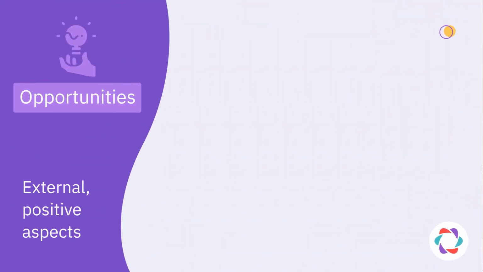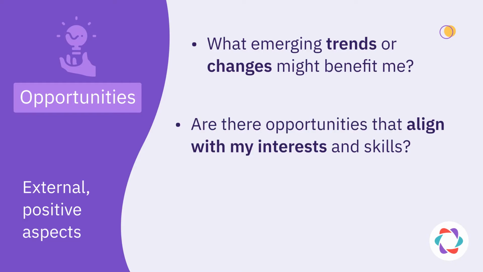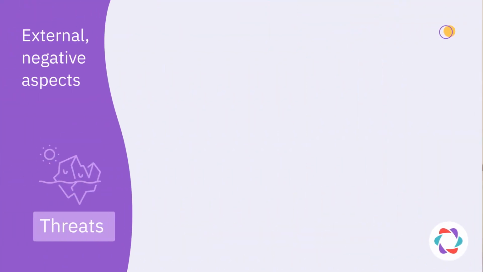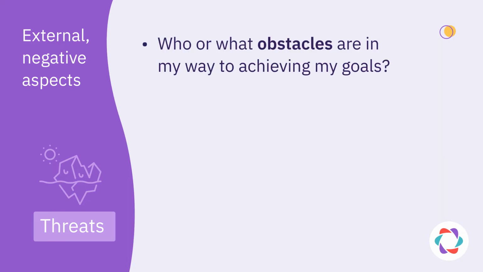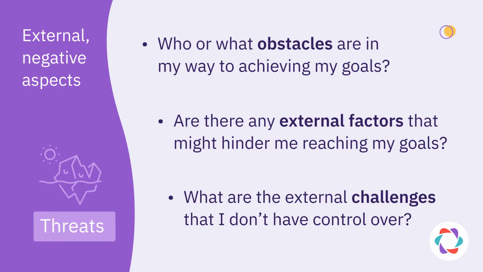Opportunities. These are external positive aspects. What emerging trends or changes from the external environment might benefit me? Are there new markets, job openings, or ventures that align with my interests and skills? Do I have any personal or professional connections that can open doors for me? Now we're on to threats. Those are external negative aspects. Who or what competitors or obstacles are in my way to achieving my goals? Are there economic, political, or environmental factors that might hinder me reaching my goals? What are the external challenges that I don't have control over?